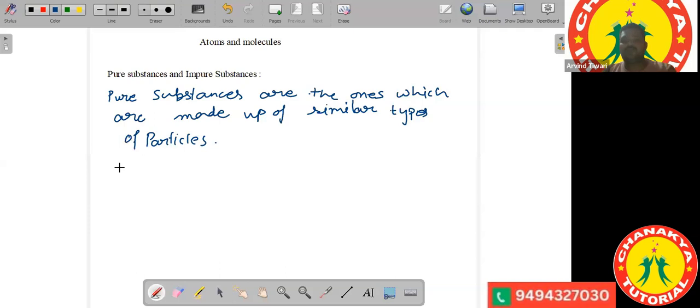For example, if it is sugar, all the particles of the sugar are similar, so we call it pure. If there is something like sand, the particles of sand will be different from that of sugar, so that will become impure. Now again, we went into the depth: can we call sugar pure? It was found out that sugar itself is made up of carbon, hydrogen, and oxygen.